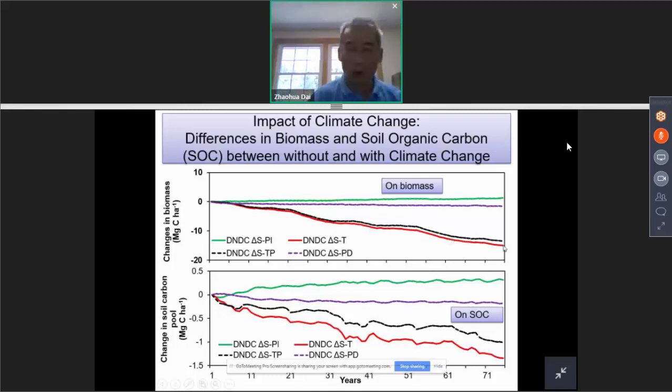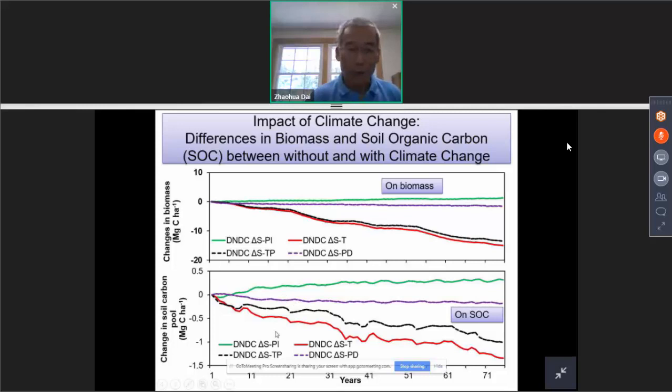Also, that's related to two things. One is that the biomass growth rate becomes lower. And the other is that the trees, in some periods, especially dry periods, may die, and so the biomass accumulation becomes low.